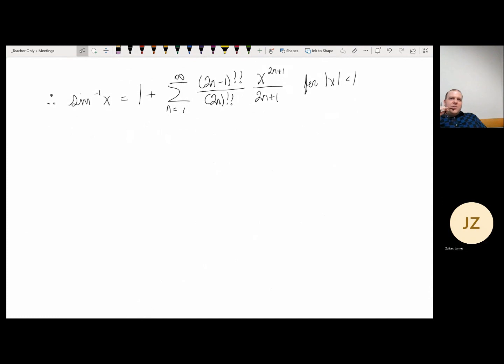And never forget the interval of convergence. If I ask for a power series expansion and you do not give me an interval of convergence, you will not get full credit.